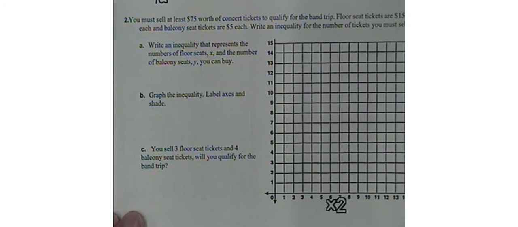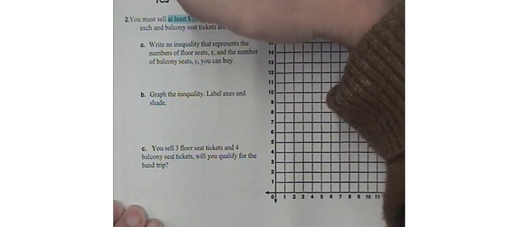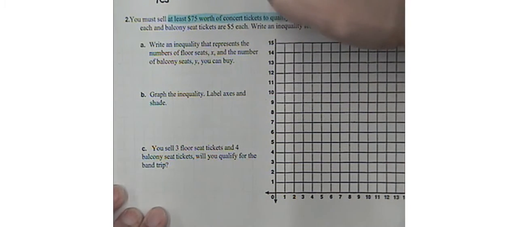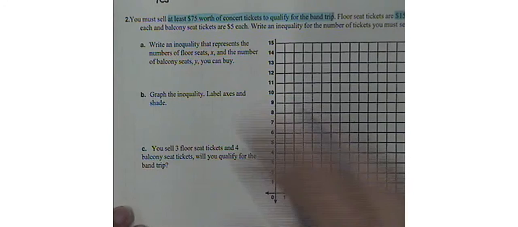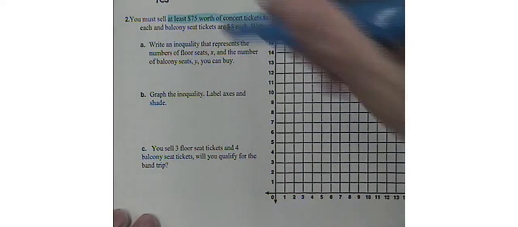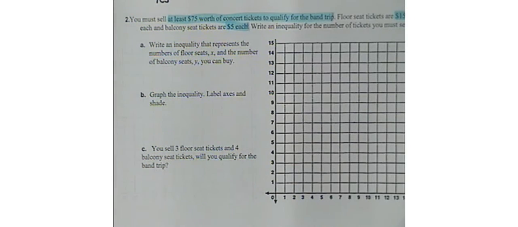Okay, question 2. You must sell at least $75 worth of concert tickets to qualify for the band trip. At least, so we're trying to raise money this time. Floor seat tickets are $15 each. Balcony seat tickets are $5 each. Write an inequality for the number of tickets you must sell.